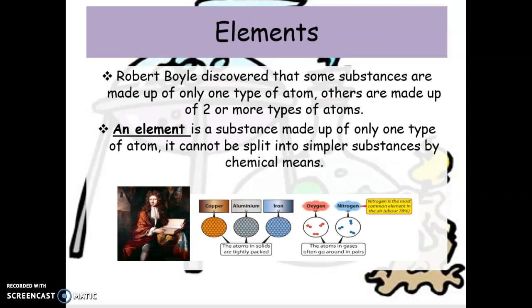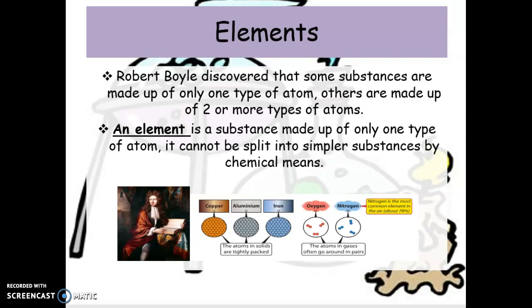So in terms of elements, and this is what I got you to look at last day, an element is a substance made up of only one type of atom. It cannot be split down into simpler substances by chemical means, okay? So if you look at your gold ring, and you try to do chemical reactions on that to split it down further, you can't, because gold is an element. But if you look at water, you're probably familiar with water being the symbol H2O. That means water is made up of hydrogen and oxygen. So by doing a chemical reaction, you can divide water up into its basic elements.